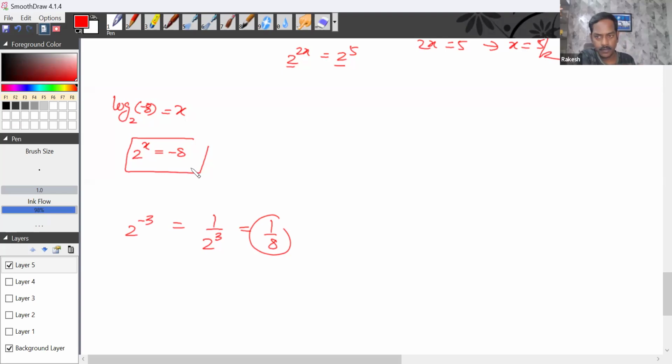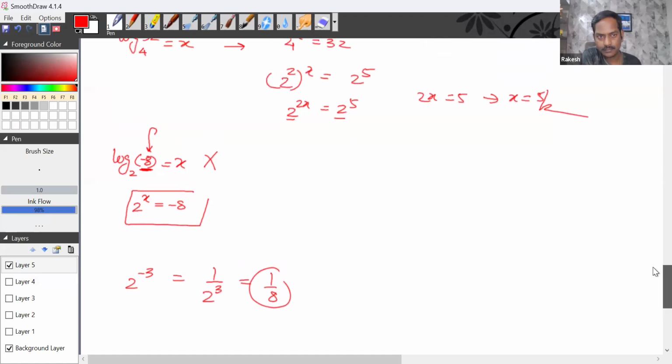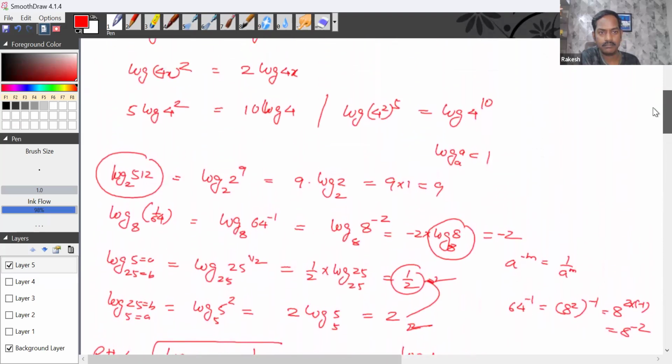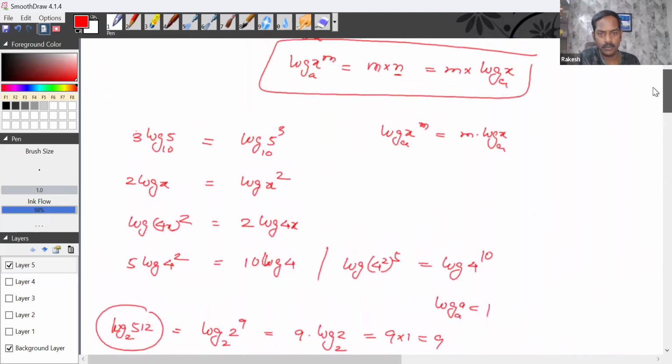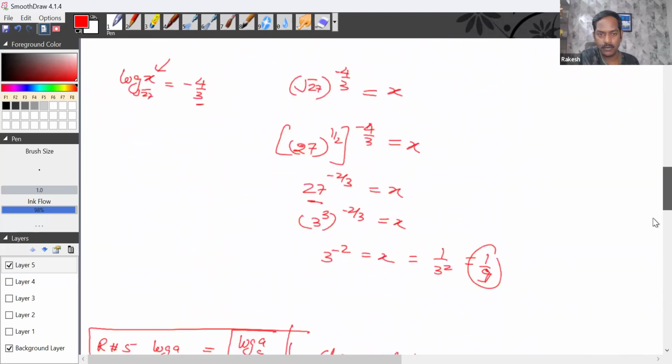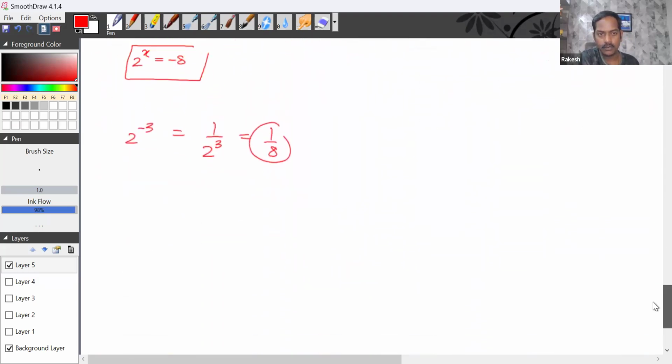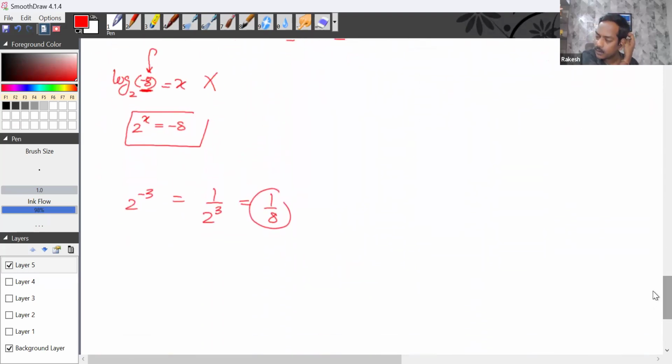So what can I infer from here? I can infer from here that we can't find the log of a negative value. Log of a negative value is not acceptable. You can check. Nowhere I have taken a negative value of it. It was always a positive. Log of a negative value is not allowed in logarithm. Right? Do remember this.